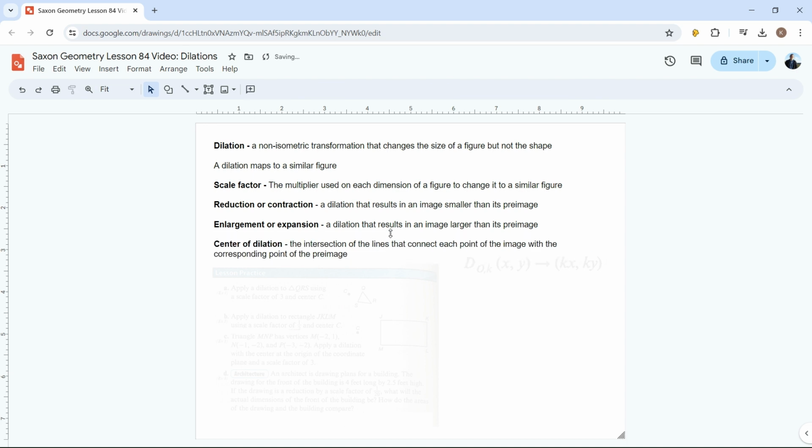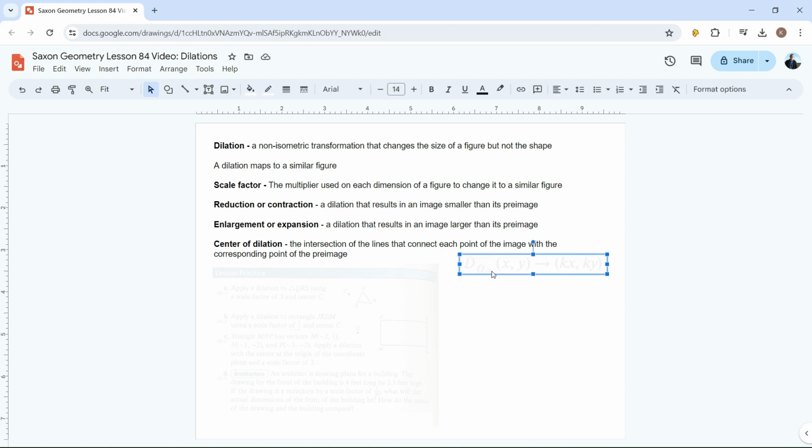And then finally, the center of the dilation is the other important thing to know. So for any dilation, you need a scale factor and you need a center of dilation where you're going to be calculating your dilation from. Technically, the center of dilation can be found by finding the intersection of the lines that connect each point of the image with the corresponding point in the pre-image. So, for example, if we dilate a rectangle and we connect each vertex on the image with the corresponding vertex on the pre-image, all of those lines are going to intersect at a single point, and we call that point the center of the dilation.